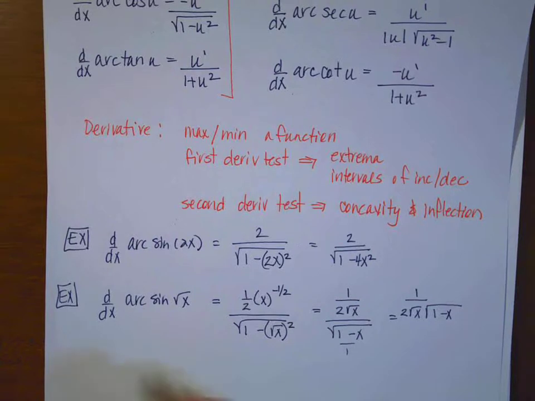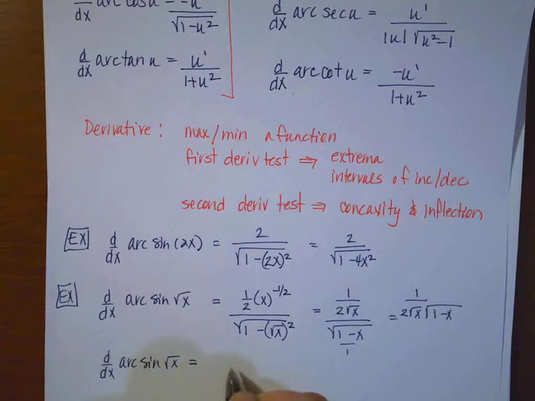And now because I have two square roots, I can actually meld or bring the two radicals together. So I'm going to say the derivative, dx, of the arc sine of x is 1 over 2 times the square root of x minus x squared. So that wasn't so horrible.